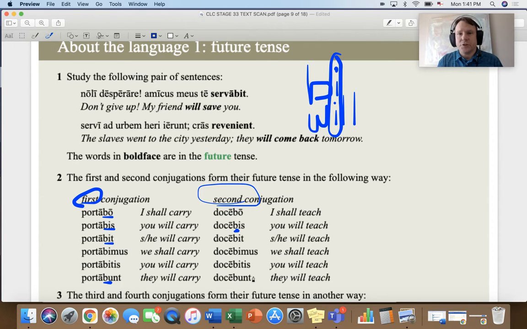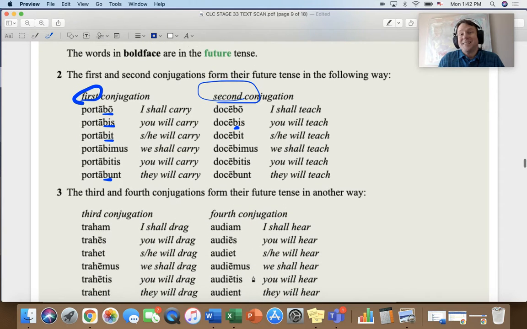Now, the issue with the future is that there are actually two rules, and we never have this, right? Imperfect, the one rule is bam, bas, bat. We have two different rules for the future. There's a good reason for that. Maybe now's not the time to get into it, but it isn't an accident.